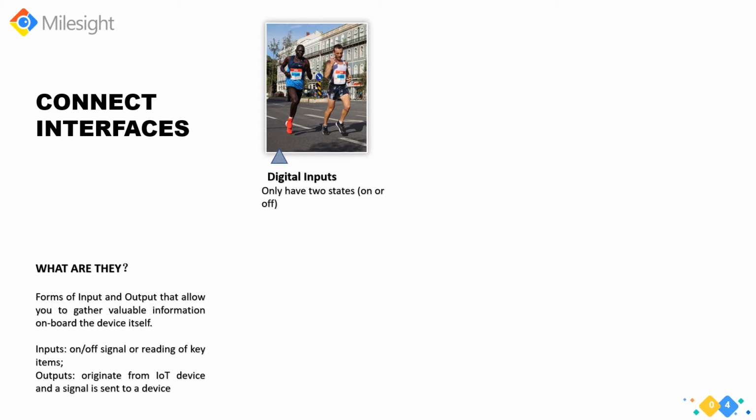And the outputs are a bit different, as they originate from the IoT device and a signal is sent to a device. So it may be to open a key door, such as a door at a remote secure location, so you want to remote control it. There are two different formats of inputs and outputs. Usually you can see mostly digital and analog.